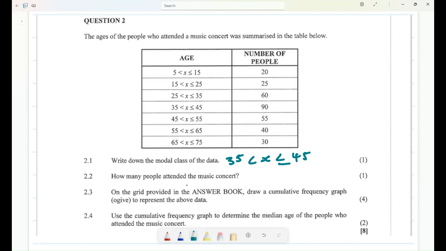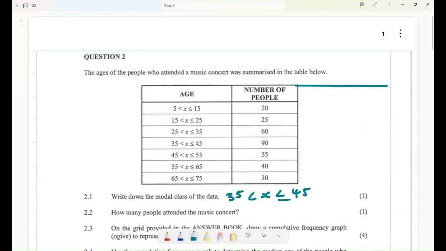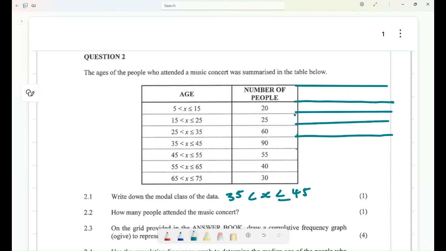How many people attended the music concert? Now we're going to need the cumulative frequency. Just do yourself a favor and draw a cumulative frequency column somewhere. I don't need it to be neat actually. I just need the values only.